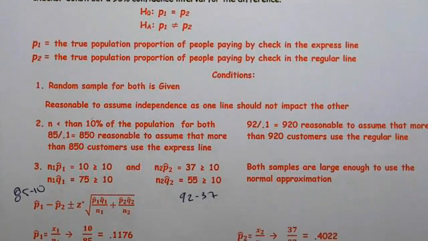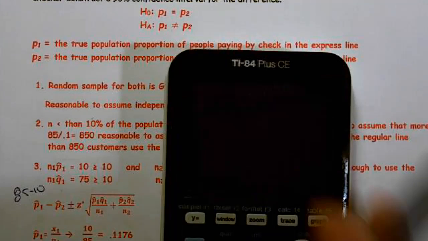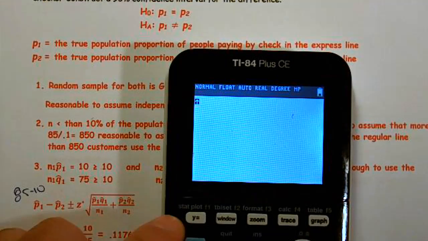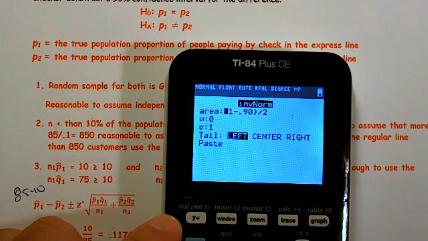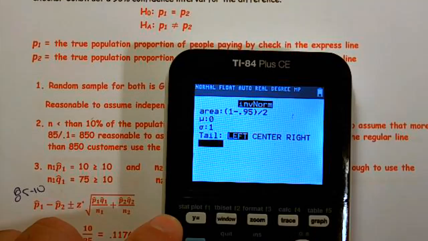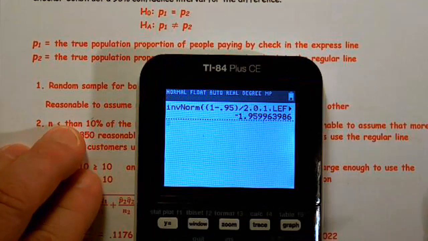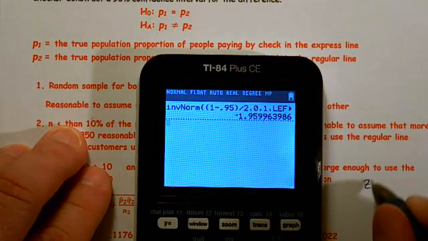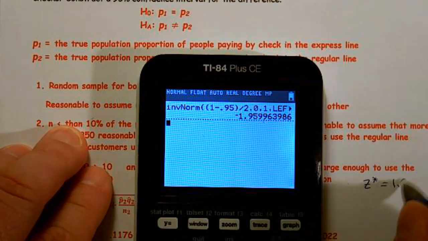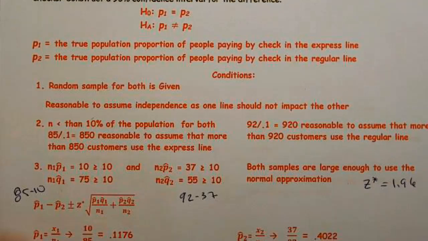Here's our formula, p hat 1 minus p hat 2 plus or minus z star. I'm going to go ahead and calculate z star real quickly off to the side. So second vars, inverse norm, parenthesis 1 minus 0.95, close parenthesis, divided by 2. And I end up getting a z star equal to 1.96. So z star is 1.96. That's what we'll plug in here.